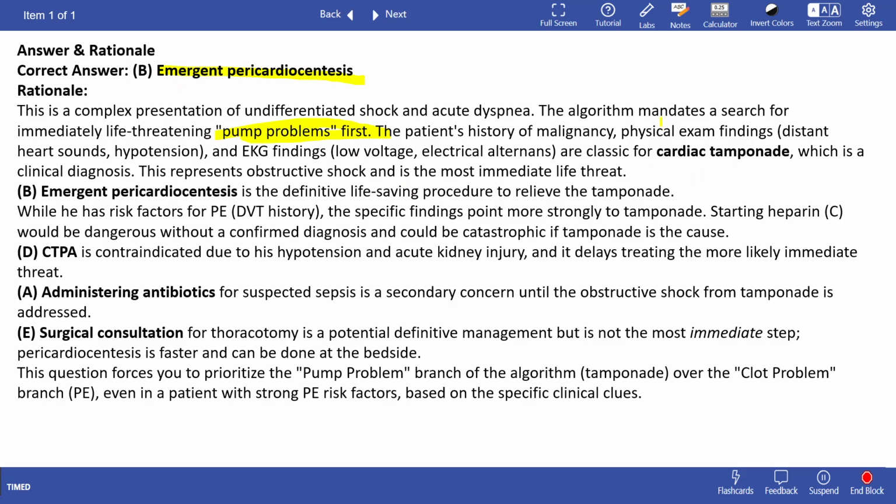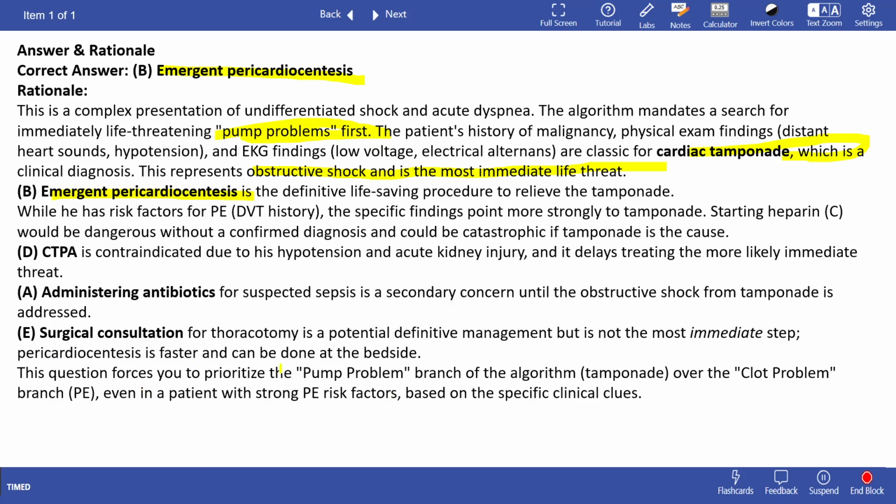It has the typical Beck triad present in the stem, such as hypotension and decreased heart sounds, and it also represents obstructive shock, which is represented by the patient's hypotension. So this is the most immediate life threat. So we would do emergent pericardiocentesis. Also, this is an explanation for the other options as well.